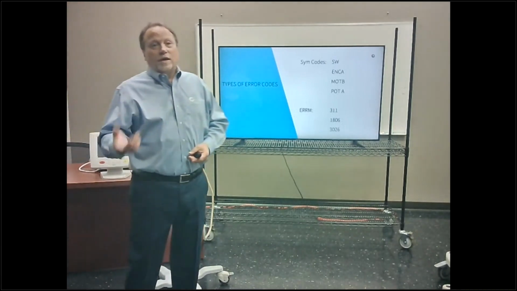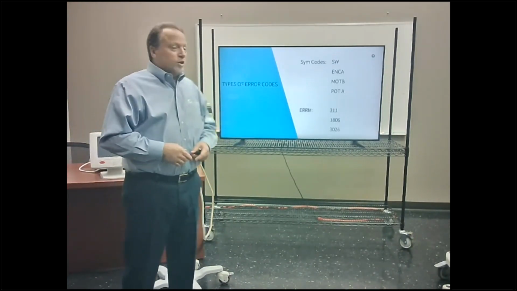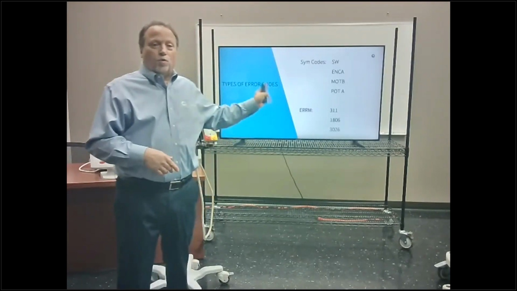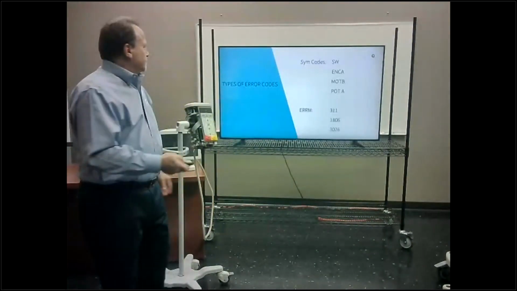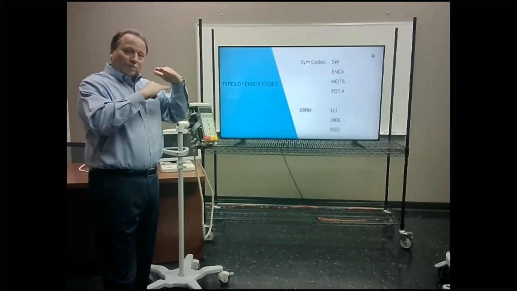1806, I do believe that's going to be the encoder error, and the 3026, that's a tower error. I'll get more into those as we get to the slides. But there's two types of error codes. They just sit right on top of each other.